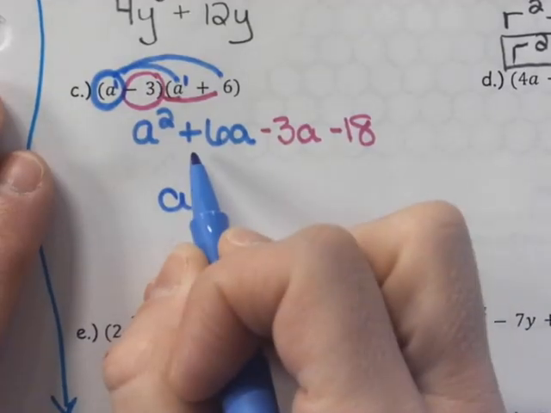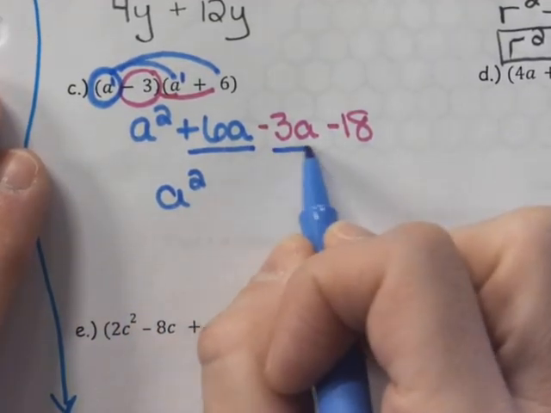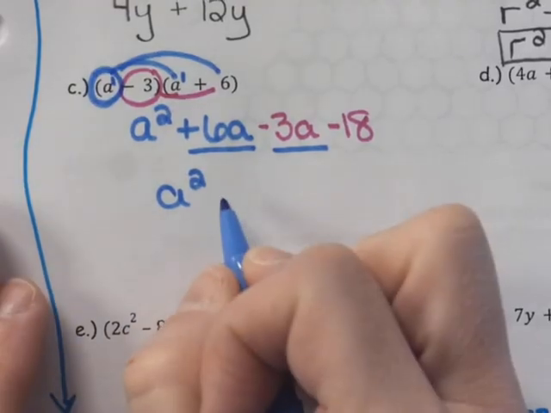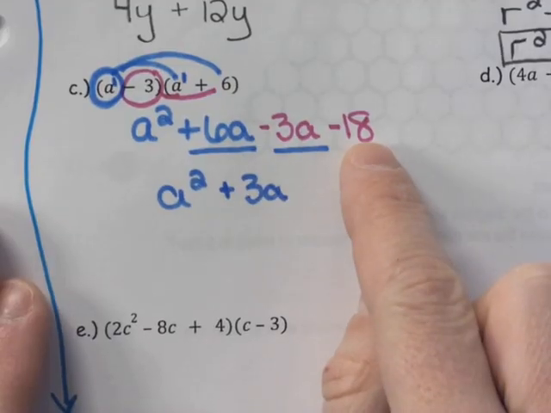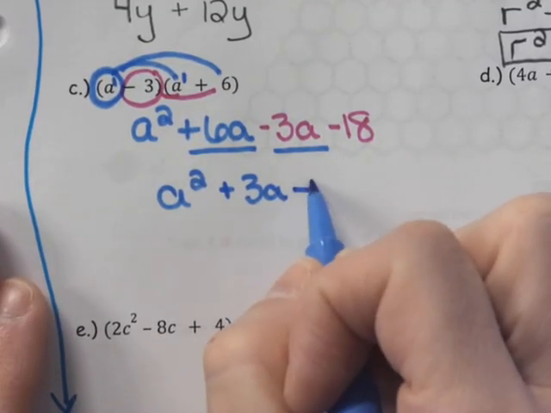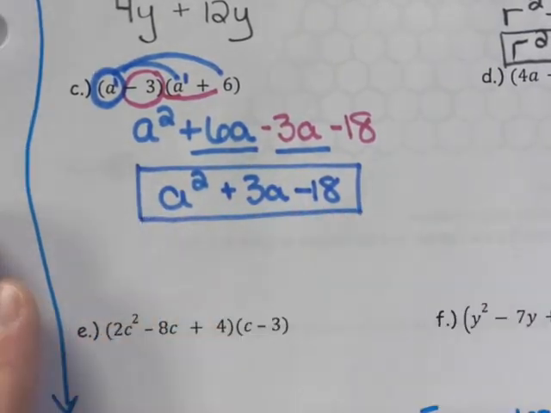I come to 6a. Are there any other terms that have just an a? Yeah, right beside it, negative 3a. I like it when they're right next to each other. So if I have 6a and I take away 3 a's, how many a's do I have left? 3 a's left. And then I have just a minus 18. And that just stays. There's nothing I can do with that. Okay?